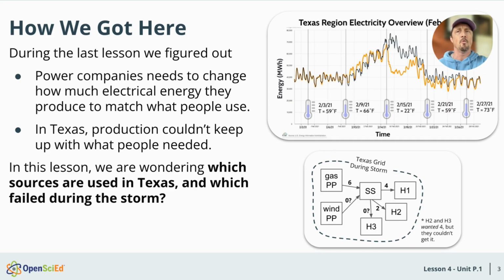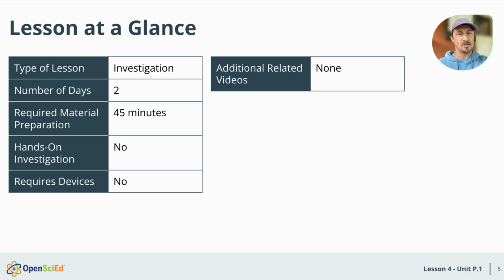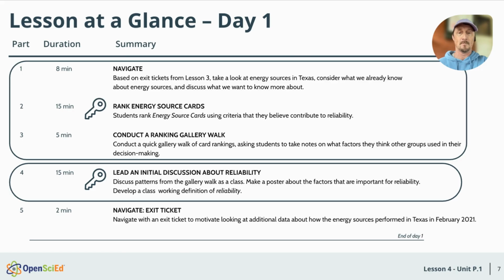So we're wondering which sources are used in Texas and which sources failed during the storm. Who can we blame this on? Was it the natural gas plants that failed? Was it the wind plants that failed? Let's look more closely. An overview of the lesson at a glance. This lesson should take about 2 days and about 40 minutes or less of materials preparation.